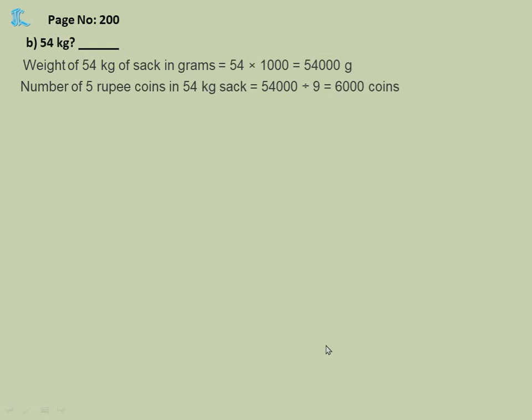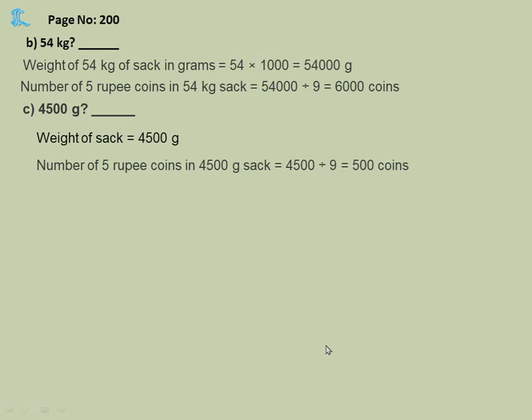Then divide it by 9. Okay, so that is 6,000 coins. 4,500 grams, this is already given in grams. So 4,500 divided by 9, that is 500 coins. 2 kg and 250 grams.